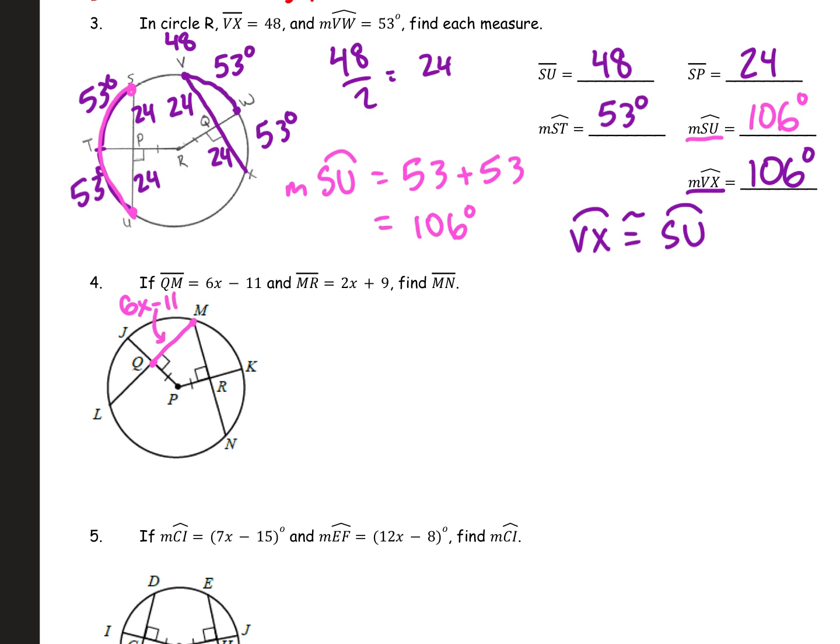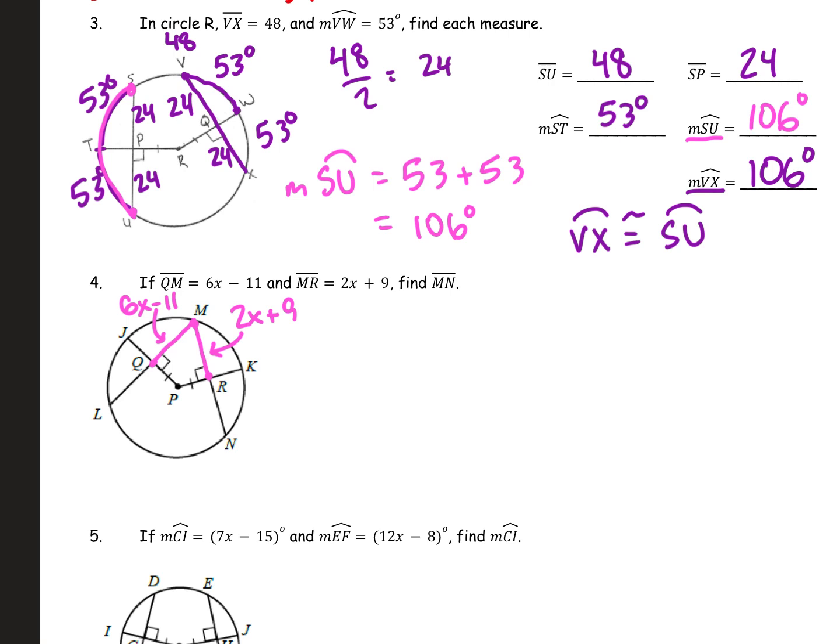Then we also have MR. That goes from M down to R. That is 2x plus 9. All right, now, when I look at these, I can actually make a judgment of whether or not they're equal. And I can tell you right now, they are, because QM is half of QML, and MR is half of MN. So in the end, these are actually equal, and I can set them equal to each other.